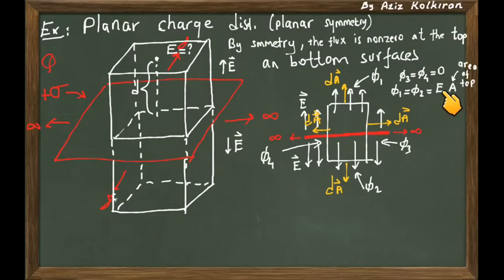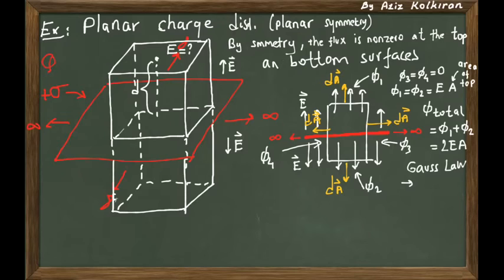So let's call A the area of the top or the bottom surface, because since it's a rectangular box, these surfaces will be equal to each other, and let's call one of them A. So the total flux, of course, will be the sum of all fluxes, and this is phi1 plus phi2, and it is 2 times the electric field strength E times the area of one of the top or bottom surfaces. Well, from now on we will apply Gauss's law.